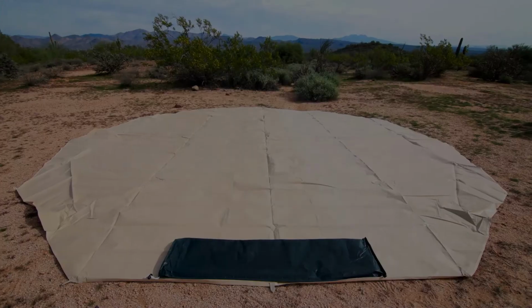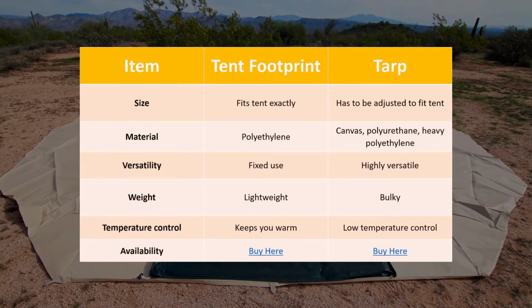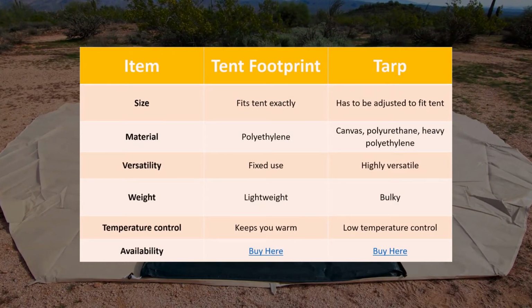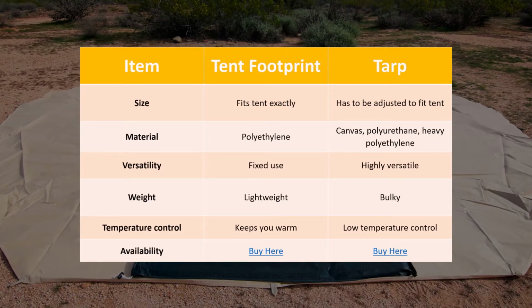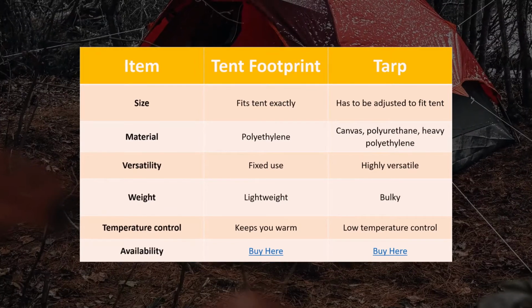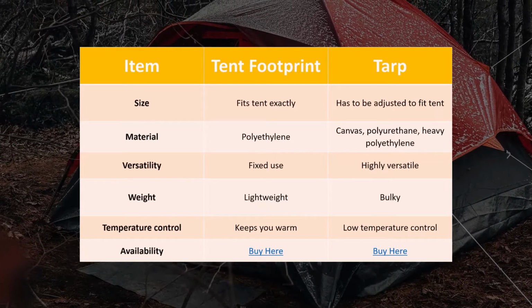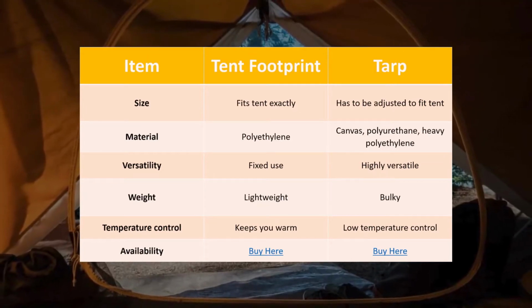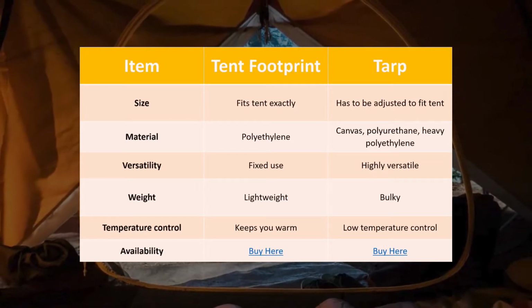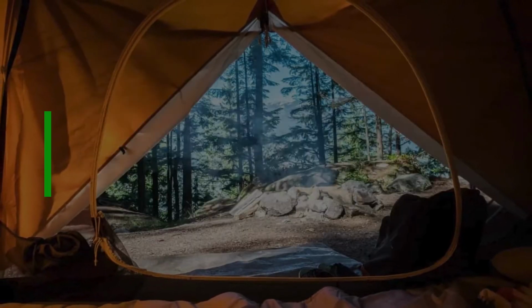Comparison table. From the table above, another clear difference is that the tent footprint has commendable temperature control, meaning that it has the ability to keep you warm even when it's cold. For this reason, it makes a better tool to carry with you when you're going camping up a mountain. A tarp, on the other hand, offers minimal temperature control, especially when compared to a tent footprint.